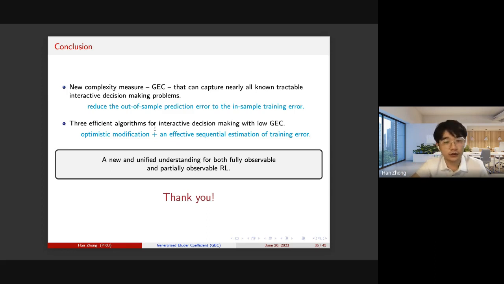The key idea of the algorithm design is the optimistic modification of the training error. So we provide a new and unified understanding for both fully observable and partially observable RL. And this concludes my talk. Thanks for your attention.